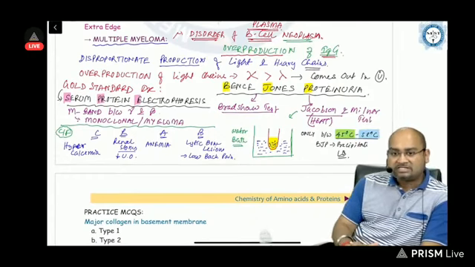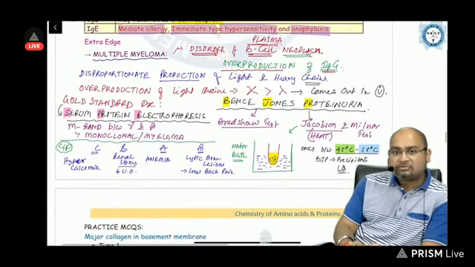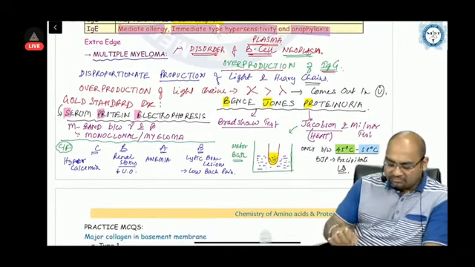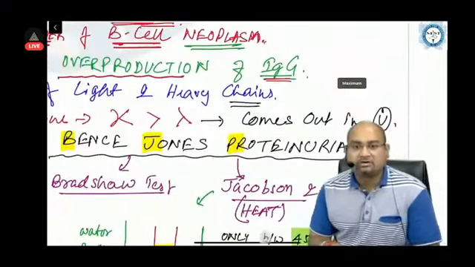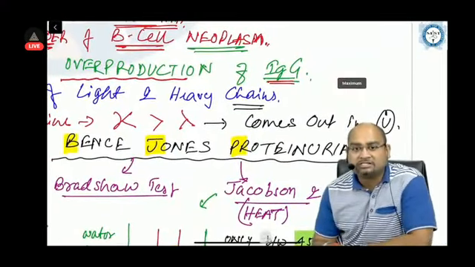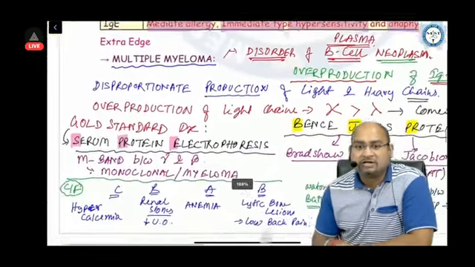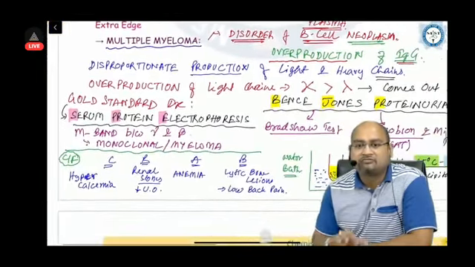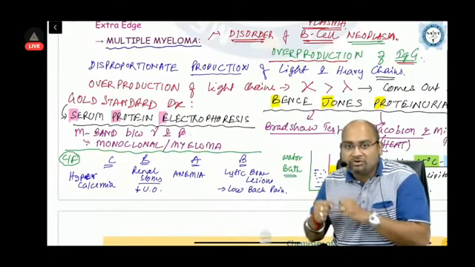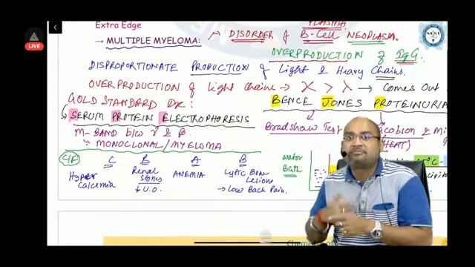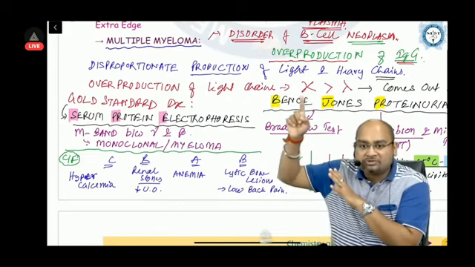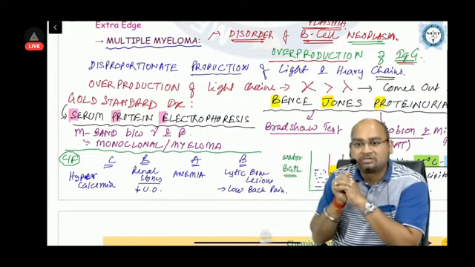B cell, meaning cancer of the plasma cell, is what we call multiple myeloma. In this plasma cell cancer there is mainly overproduction of IgG. And here we actually have disproportionate production of light and heavy chains. Light chains of immunoglobulins are produced more. This kappa and lambda will be produced more. More kappa is produced than lambda. Please try to understand over here.